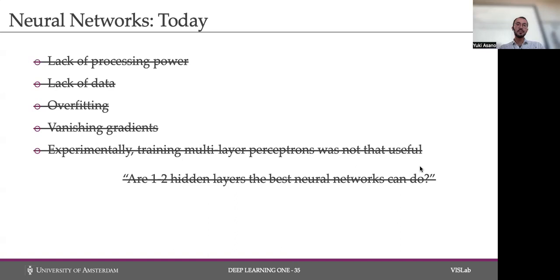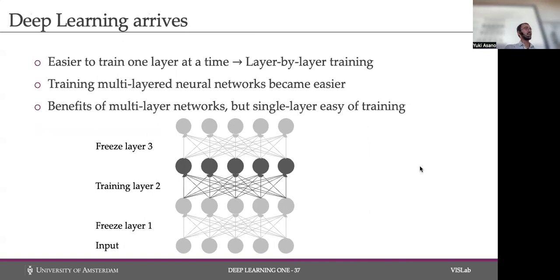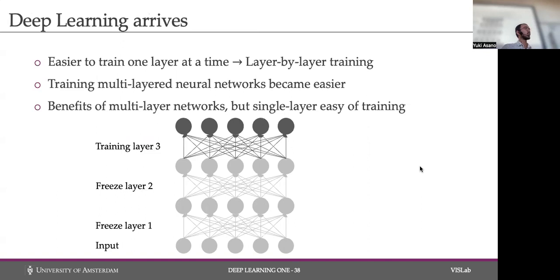Let's look at the paper from back then. So the basic idea was, okay, if you want to train multi-layer neural networks, you just do layer by layer training. So you train first the first layer, and then you train the second, and then you train the third. So you basically get the benefits of multi-layer networks, which is, for example, hierarchical processing, and you get different levels of abstraction, and you can model much more nonlinear functions. And all of these will make a lot more sense later on.